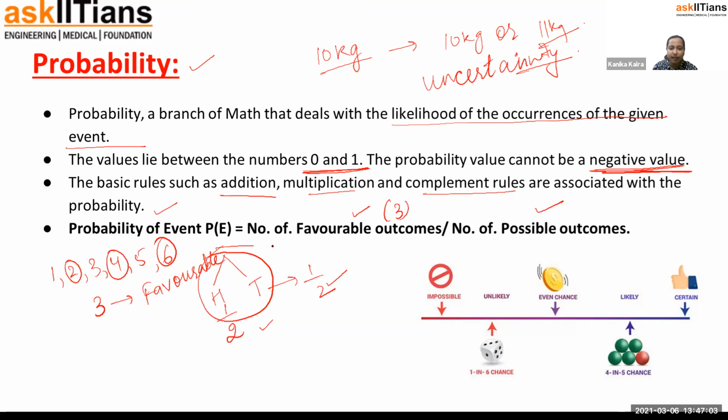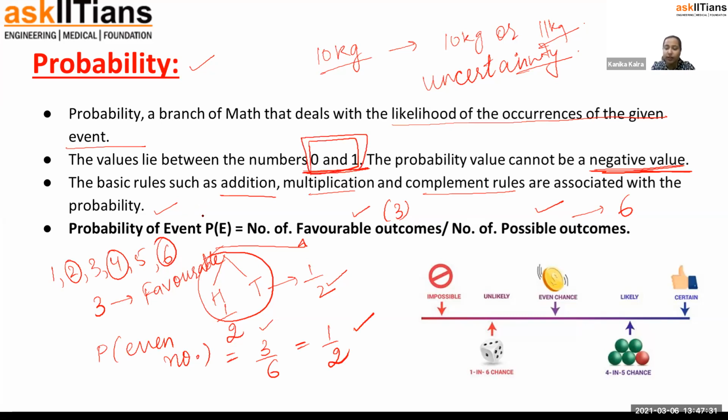I'm connecting this example with the definition. Total favorable outcomes you have 3, and total number of possible outcomes you have are 6. So the probability of getting an even number would be equal to 3 over 6, which is equal to 1 over 2. So this number is less than 1. That means the probability lies between 0 and 1 only. It could be equal to 0, it could be equal to 1, but the value of the probability lies between 0 and 1 only.